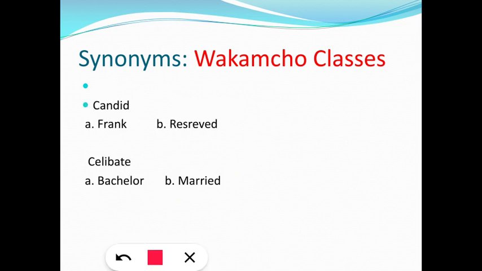Next one, candid. For example, we have heard people saying, I had a candid conversation with my friend. So what would be the options here? A, frank; B, reserved. The synonym for the word candid would be frank. This word, celibate. Options are A, bachelor; B, married. Obviously, the synonym for the word would be bachelor.